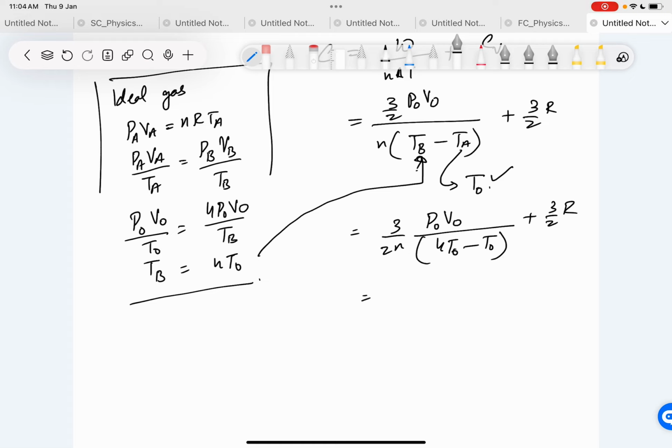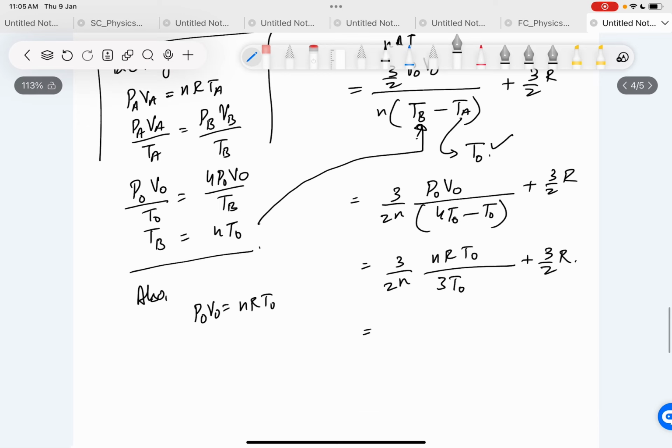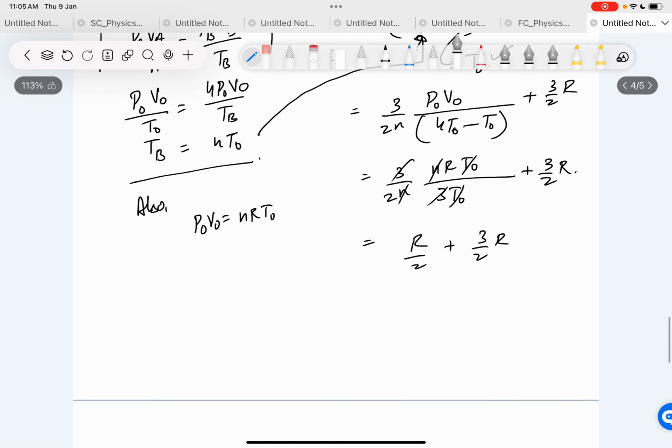And now we just have to replace this P0 V0. Using again the same ideal gas equation, P0 V0 is nR T0 at the A point. So you can write this as nR T0 divided by 3 T0 plus 3 by 2 times R. That's it. This you can cancel, this also you can cancel. You get R by 2 plus 3 by 2 R, which is 4 by 2, which means it is 2R. That is your solution right there.